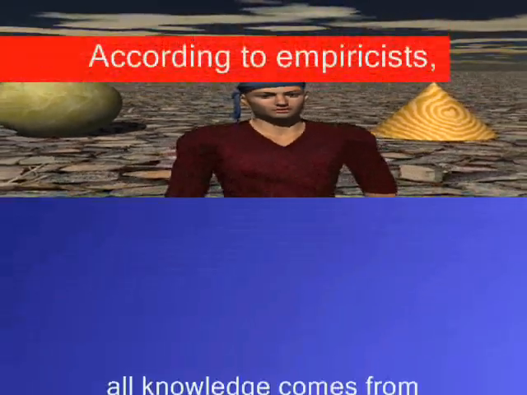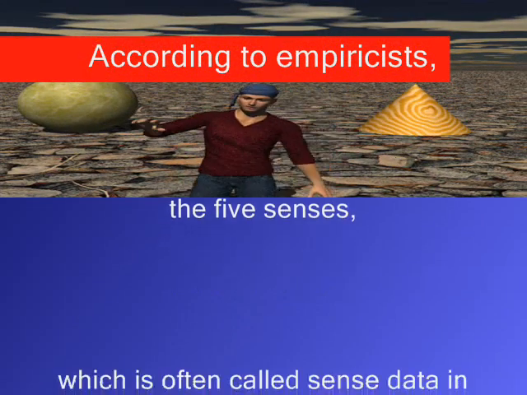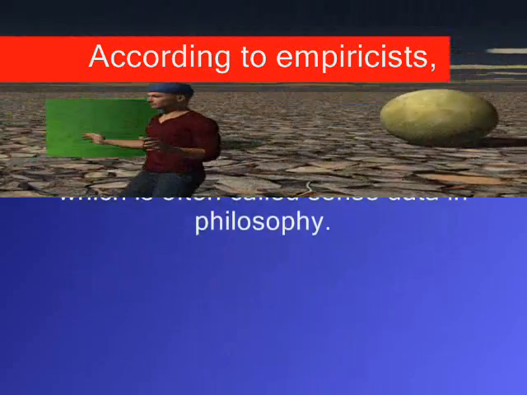2. Instead of innate ideas, the empiricists believe that all knowledge comes from our 5 senses, which philosophers call sense data.